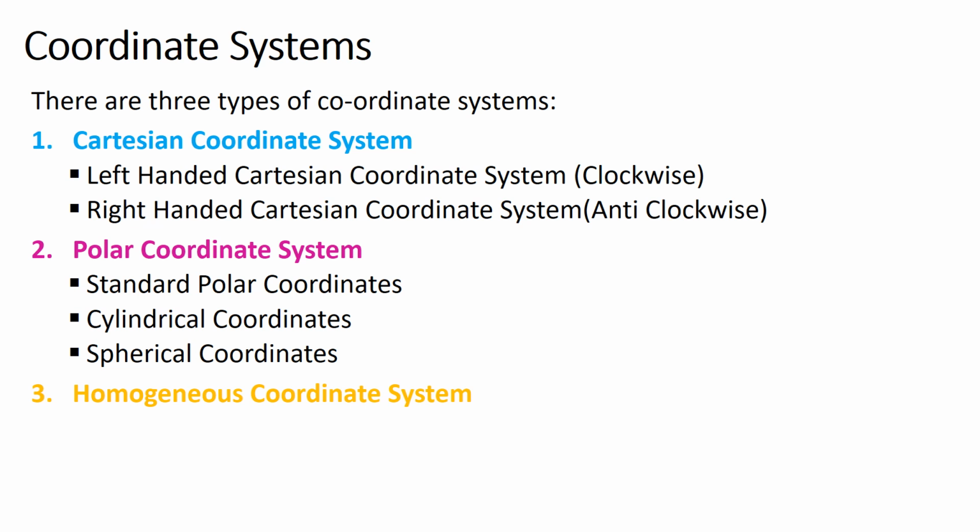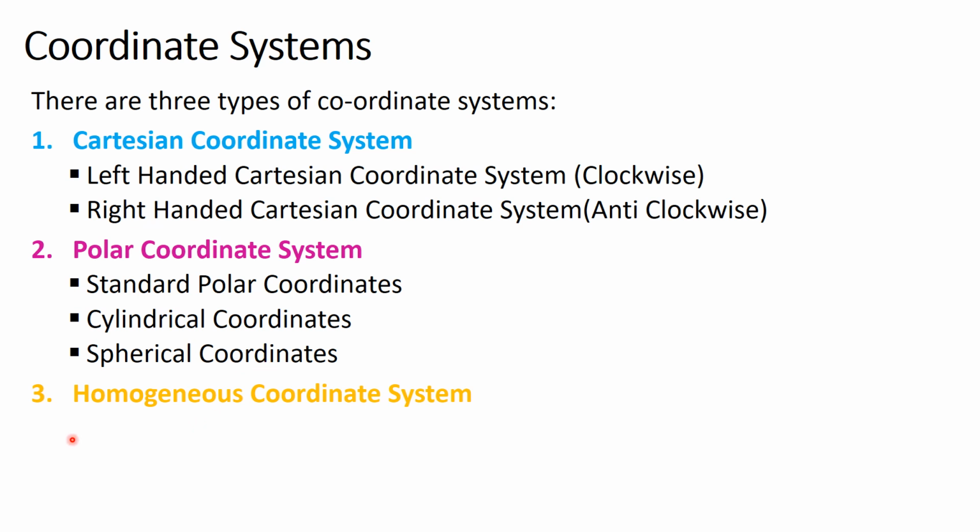Coordinate systems. There are three types of coordinate systems. The Cartesian coordinate system with its two versions: the left-handed Cartesian coordinate system, that is with clockwise direction considered to be the positive direction, and the right-handed Cartesian coordinate system with the anti-clockwise as a positive direction. And we have the polar coordinate system, the standard polar coordinate system, and the cylindrical coordinates and spherical coordinates. And then we have the homogeneous coordinate system.